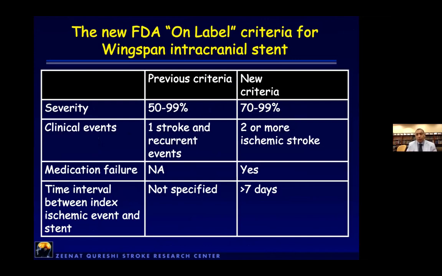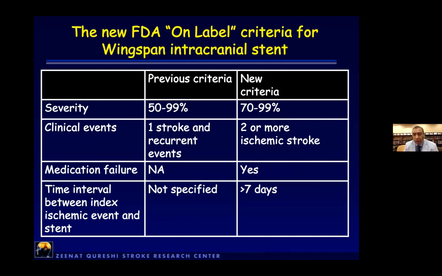So based on that, the Food and Drug Administration modified their criteria. The Wingspan stent, the self-expanding stent that was used in this trial, had an approval from the FDA, and patients with 50 to 99% stenosis could be treated. They had to have one stroke or another recurrent ischemic event, which could be a transient ischemic attack. There was no need for a medical failure, and the time interval between the index event and stent was not specified.